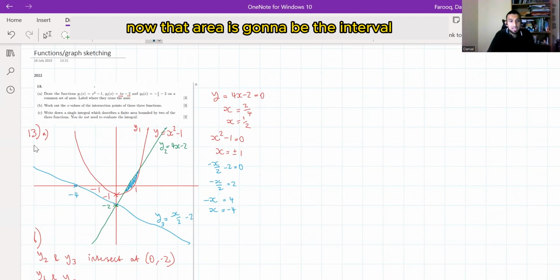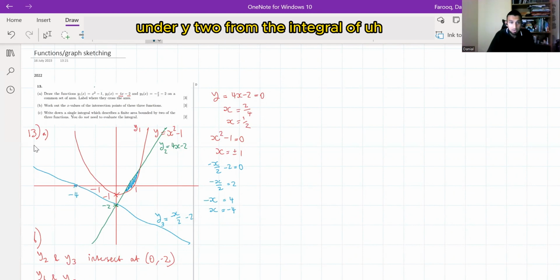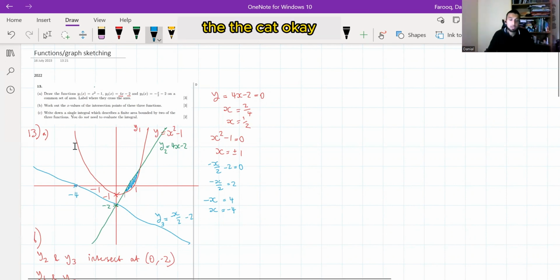Now that area is going to be the integral. Because the green one is above, we're going to subtract the integral of the one under, y2, from the integral of the one above, the curve. Okay.